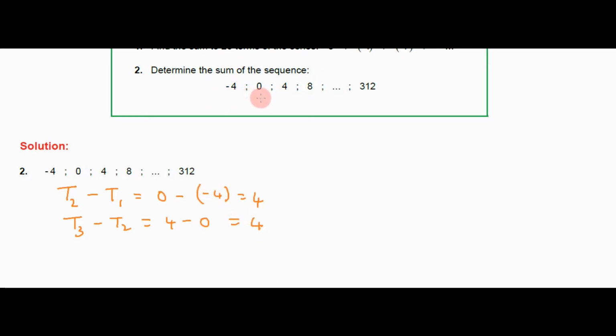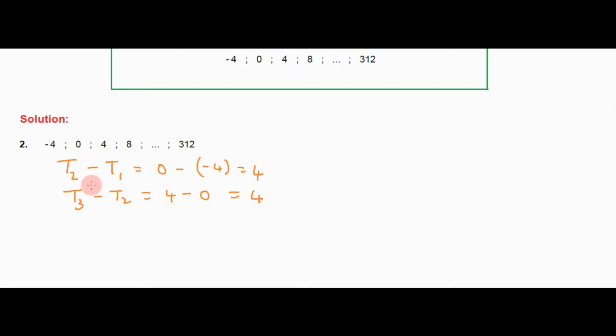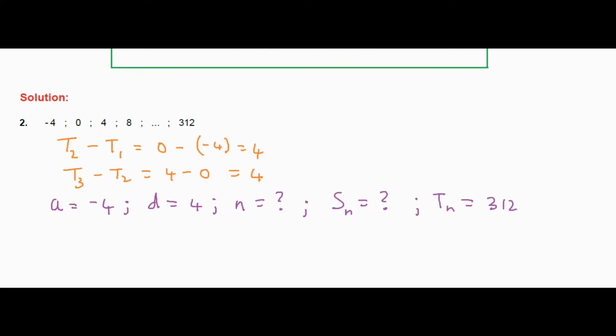Now in this question, we are not given the number of terms, but we are given the last term. Let's write down what we have and what we need to find. We've got the first term a, which is negative 4. We've got the common difference d, which is 4. We don't have n, and we have to find S sub n. We are given the last term though, so T sub n is 312. So we're first going to use the formula for T sub n to get the number of terms before we find the sum of the sequence.